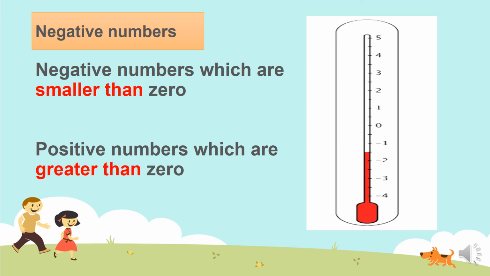The meaning of negative numbers is that they are numbers which are below or smaller than 0. What about the positive numbers? Positive numbers are the numbers which are greater than 0.